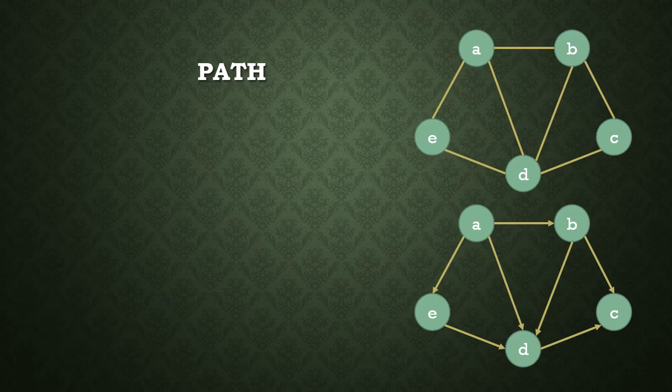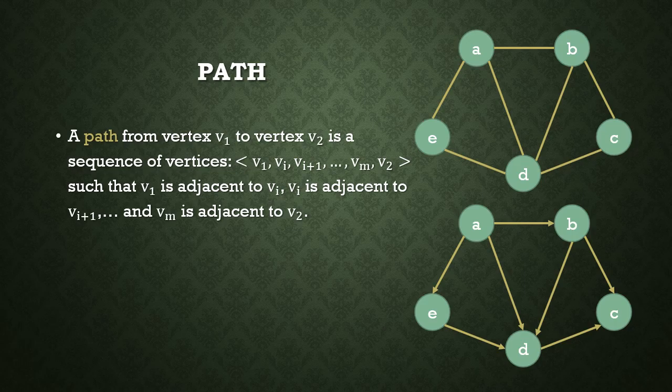An important concept related to graphs is the path. A path from vertex V1 to vertex V2 is a sequence of vertices V1, Vi, Vi plus 1 all the way to Vm and then V2 such that V1 is adjacent to Vi, Vi is adjacent to Vi plus 1 and finally Vm is adjacent to V2. The path starts from V1 and ends at V2.